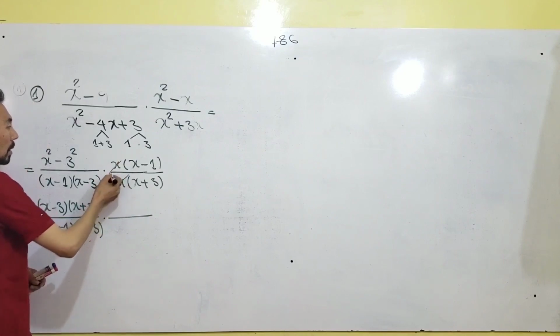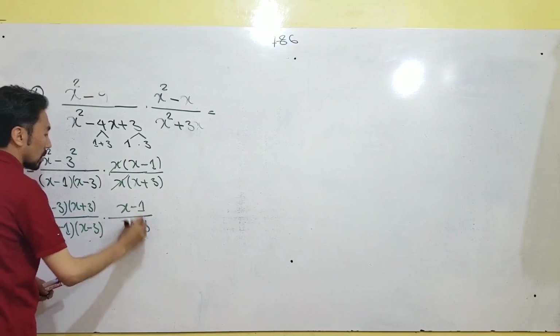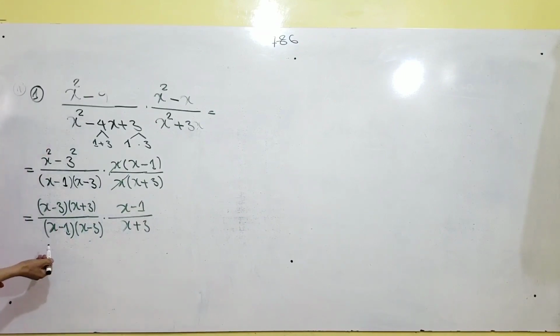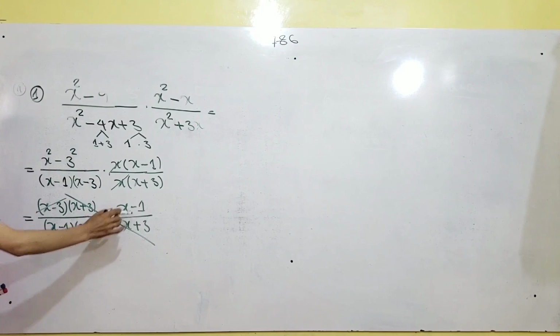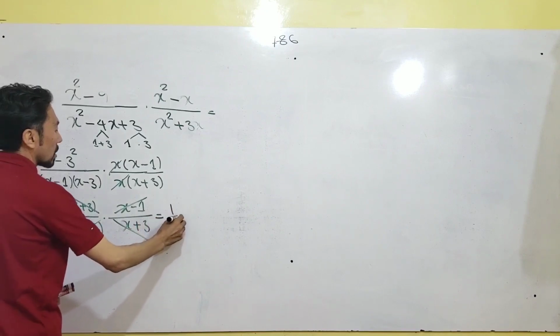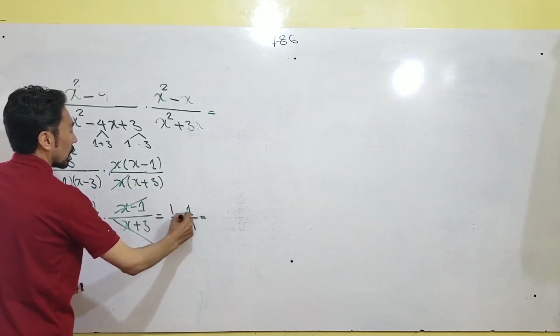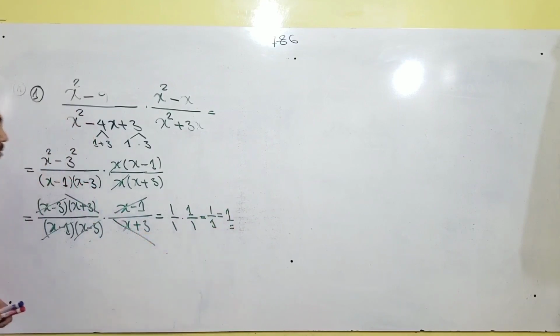Here we can cancel and remain x minus 1 over x plus 3. Then we can divide x minus 3 by x minus 3, 1, and x plus 3 divided by x plus 3, 1. Also x minus 1 divided by x minus 1 remains 1. 1 over 1, and the result is 1. So the answer of this question is 1.